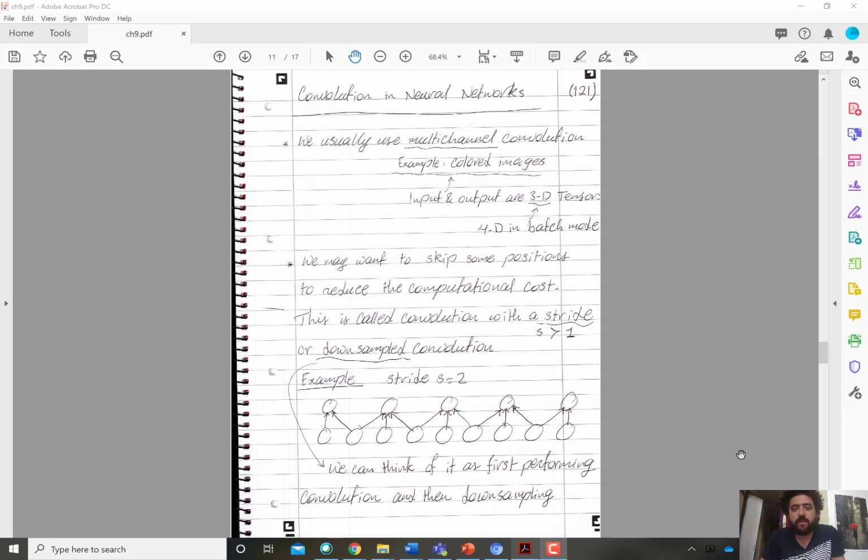Hi everyone. So in this video we discuss what's known as downsampled convolution, or convolution with a stride. And the motivation for it is very obvious. So basically when we discussed pooling with a stride, we said that one of the major advantages of pooling with a stride that's bigger than one is that you reduce the number of units going on to the next layer. Right?